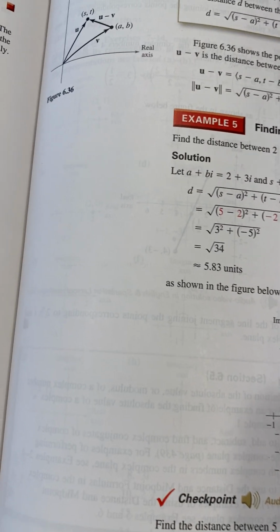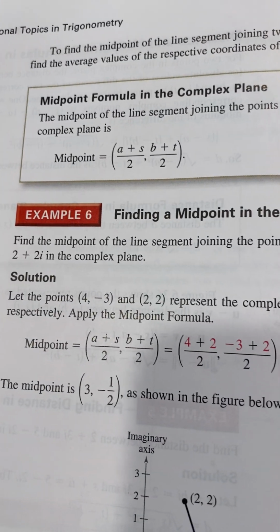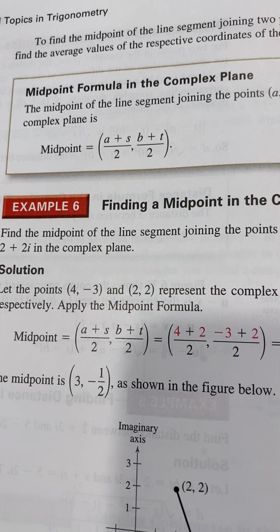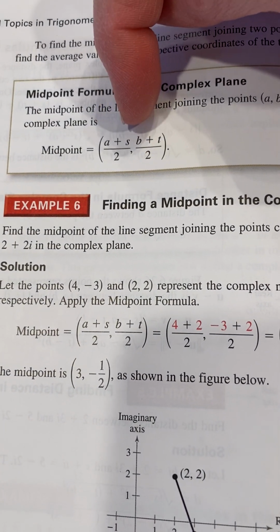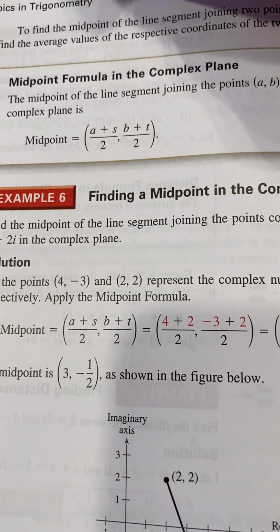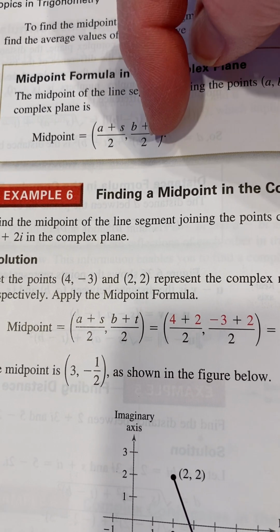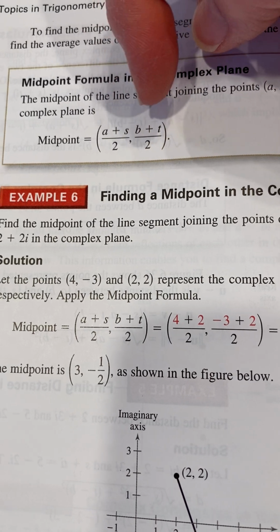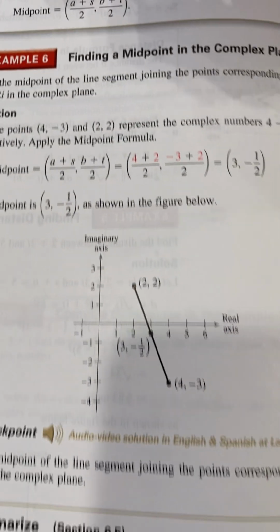Next up is the midpoint formula. Just like we find the midpoint of any line segment, we add the x coordinates and divide by 2, comma, the average of the y coordinates. So these are the a's, the real number parts, and these are the imaginary parts.